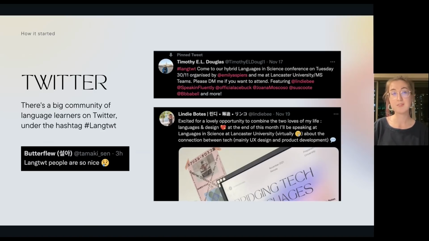So Twitter is where I met Timothy about the conference. And here's my tweet about the conference. So on Twitter, we have a really large language learners community where we talk about languages, we practice our languages with each other, we keep each other accountable. And it's under the hashtag of LangTweet, like language Twitter. And yes, this person agrees, LangTweet people are so nice. So if you're on Twitter, please come join us. There's a lot of us.